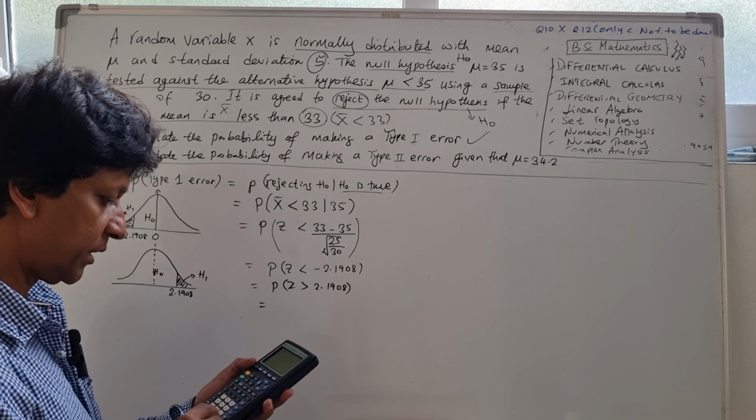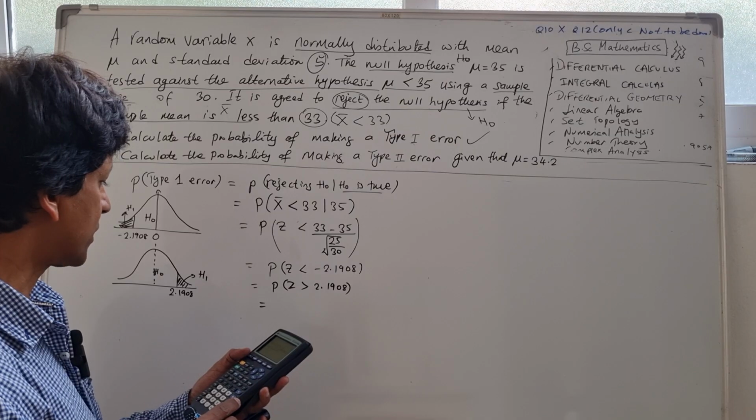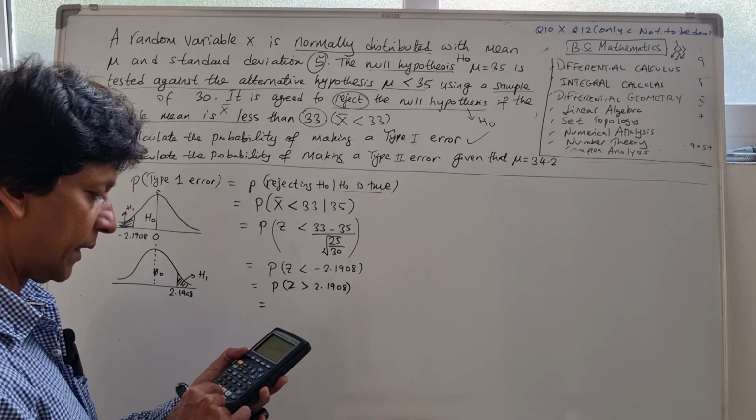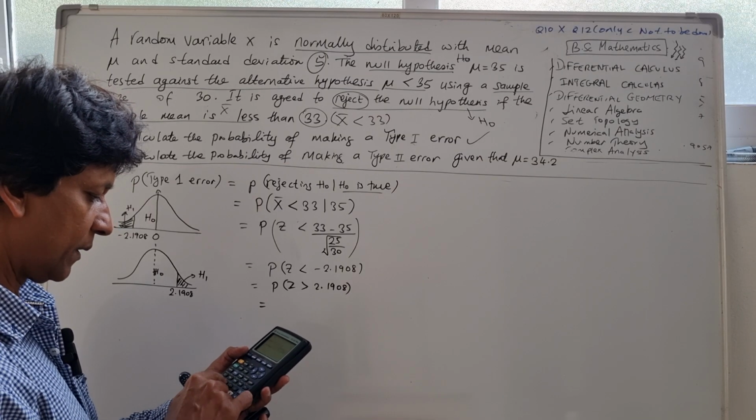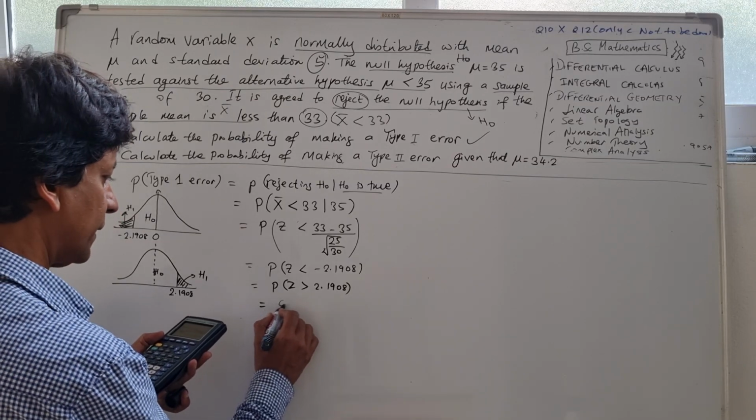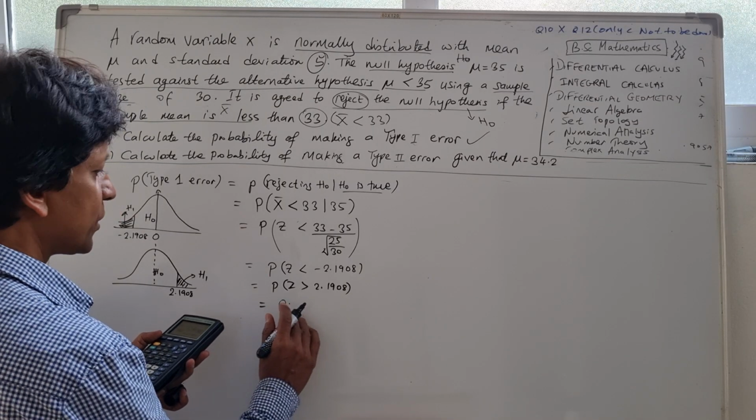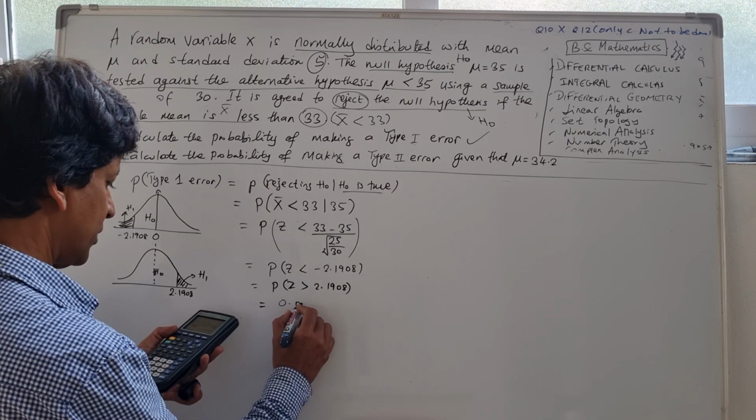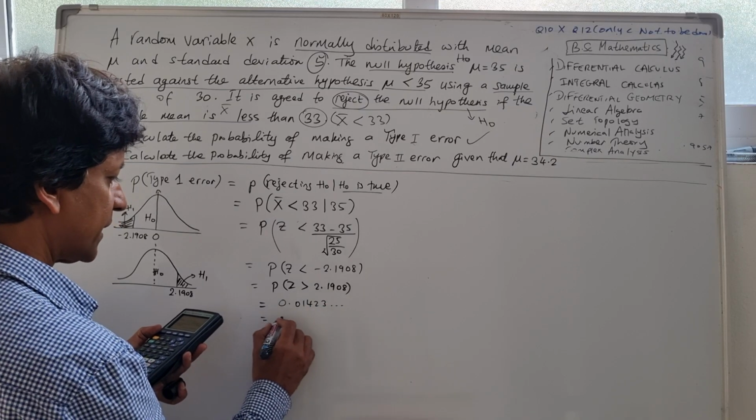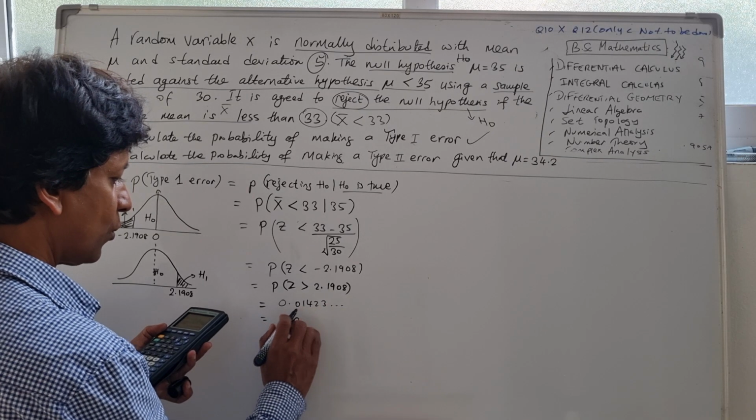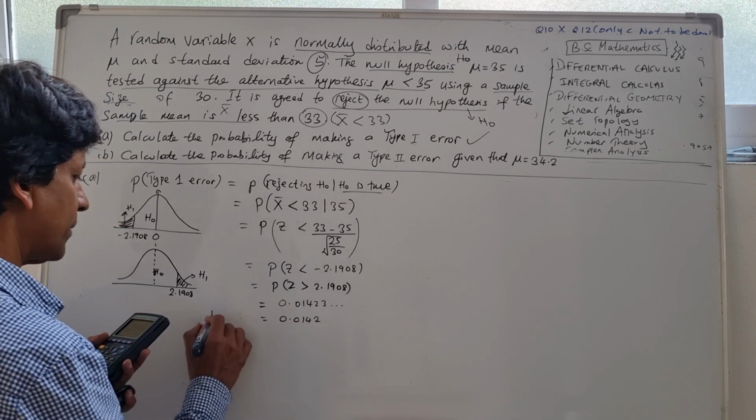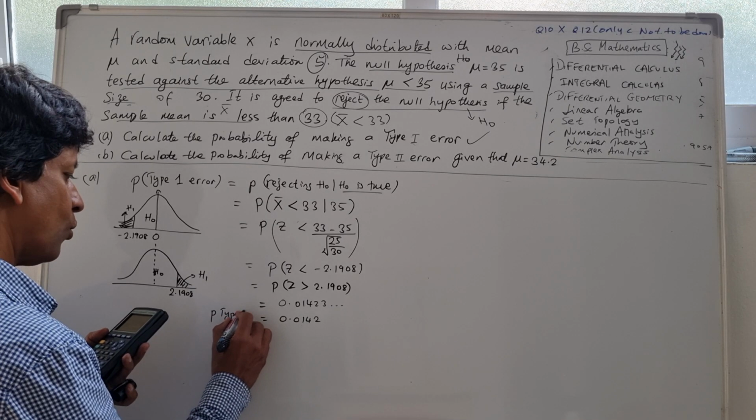If you look at this on your calculator, we're going to go to normal distribution, cumulative distribution function. For 2.1908, we're looking at something like 0.1423 and so on. So let's say approximately 0.0142. And so this is our probability of a type 1 error.